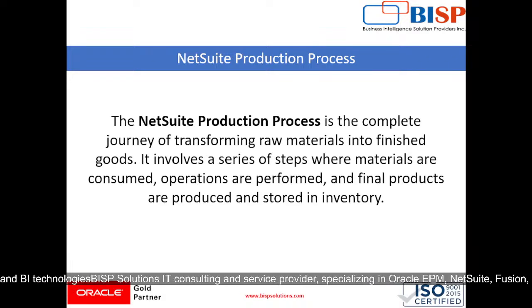So starting with our NetSuite production process. What is the NetSuite production process? The NetSuite production process is the complete journey of transforming raw materials into finished goods. It involves a series of steps where materials are consumed, operations are performed, and final products are produced and stored in inventory. In NetSuite, this process is managed using work orders, BOM, which is bill of material, and routings. It ensures that production happens in a structured manner, tracking cost, labor and overhead at every stage.